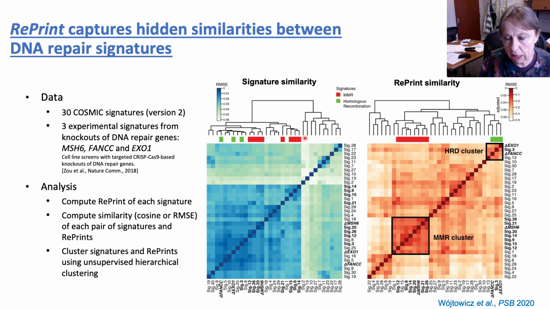In colors here, I showed some of the signatures that are known to be related with respect to the secondary process. And as you can see, they are all distributed and not clustered together in the context of signature-based clustering, but in the reprint-based clustering, they nicely cluster together. So here's the cluster for mismatch repair signatures, and here's a cluster for homologous recombination deficiency. And here's one more cluster that we haven't deeply analyzed yet, but it appears that this is a cluster of signatures that are all somehow involved in damaging and therefore in repairing of bulky adducts.